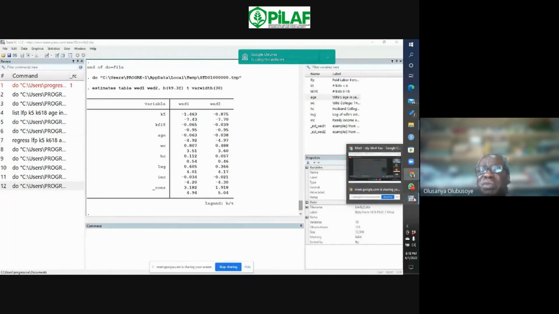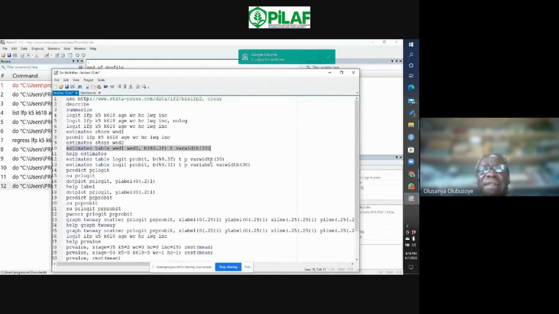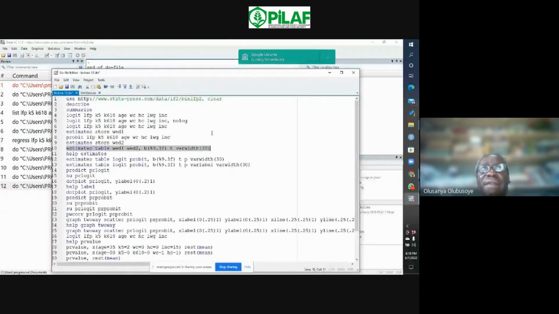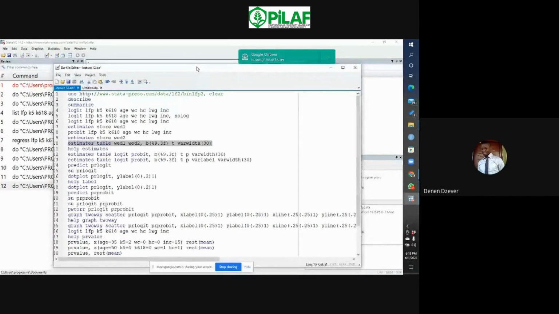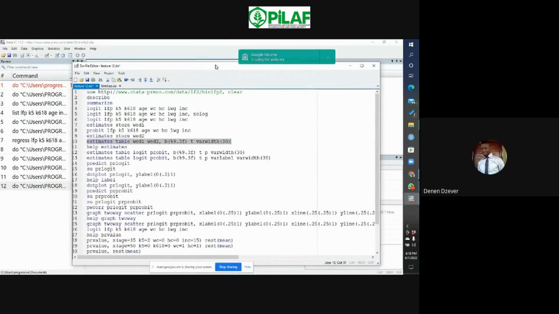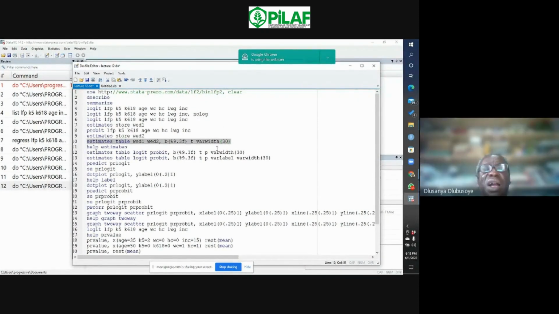But let me do something else to make it clearer. Can you run this also in the model window, for us to see? Using the menu instead of the command, sir. Instead of the command. No, the estimate table, I'm not sure it's in the menu. It's not in the menu, or I've not used it in the menu.